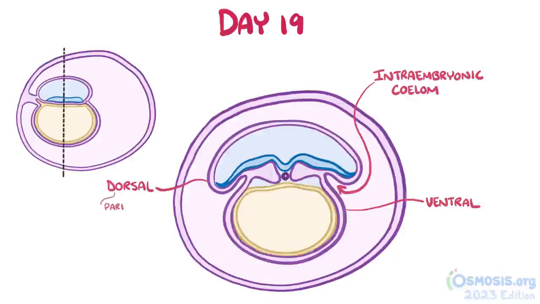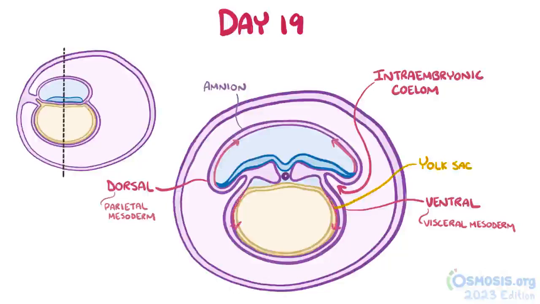The dorsal layer is the parietal mesoderm layer, and its cells adhere with cells from the overlying ectoderm and wrap around the amnion. The ventral layer is called the visceral mesoderm layer, and its cells adhere to cells from the underlying endoderm, which covers the yolk sac.